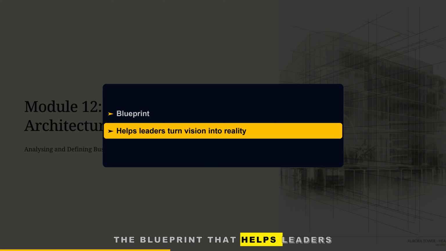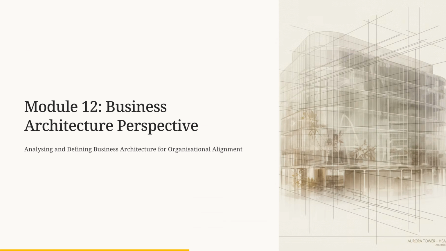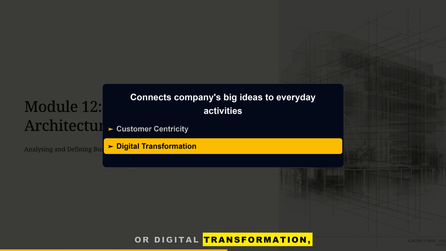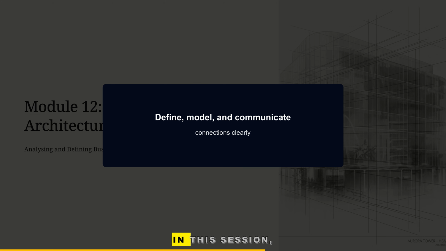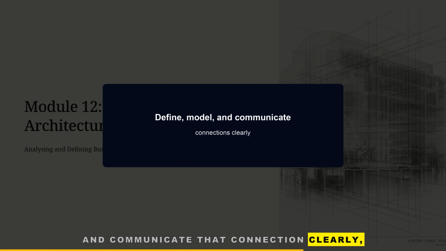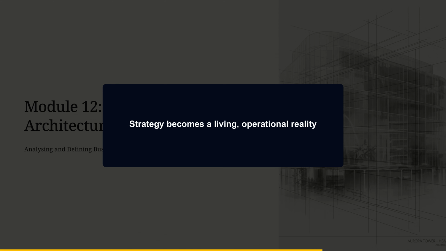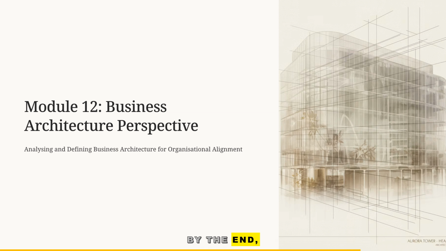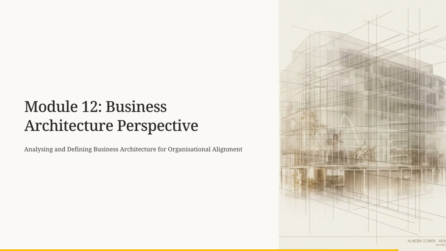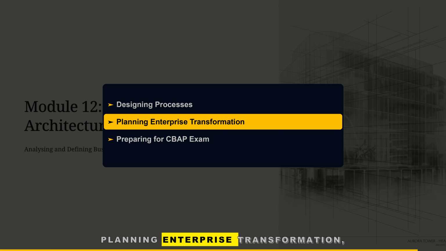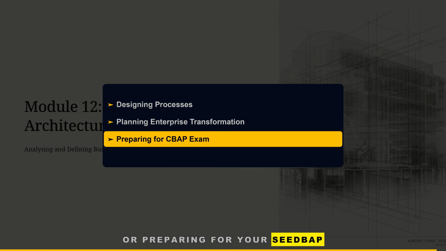Think of it as the blueprint that helps leaders turn vision into reality. It's what connects a company's big ideas, like customer centricity or digital transformation, to the everyday activities that actually make those ideas happen. In this session, you'll learn how to define, model, and communicate that connection clearly, so that strategy isn't just a document, it becomes a living, operational reality. By the end, you'll understand not only how to analyze business architecture, but also how to apply it, whether you're designing processes, planning enterprise transformation, or preparing for your CBAP exam.